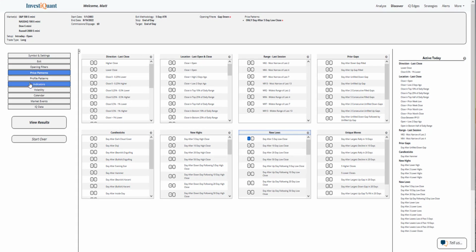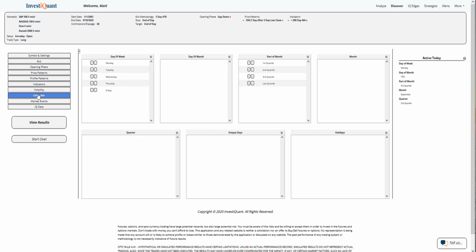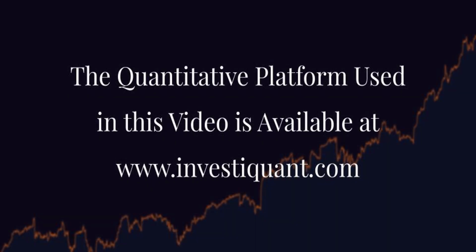And then I'm going to go to the indicators library. I'm going to say the prior session closed below a 200-day simple moving average. I'll grab that from the active today. And lastly, the calendar library. I'm going to make this a Monday specifically, so I'm going to hit equals there next to Monday. You could also grab that from active today. And now click view results.